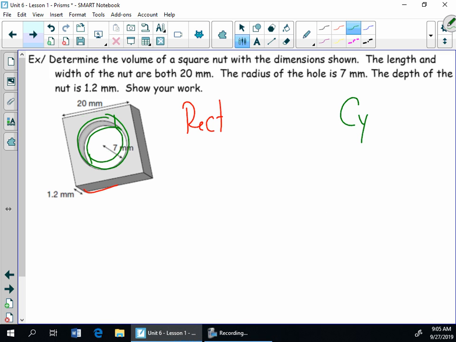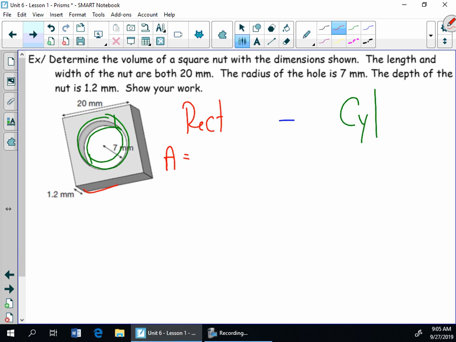Okay, so how am I going to do this? Well, I've got to figure out the whole shape and then cut away the inside shape. In other words, I have to subtract them. So let's get to work on this. How do I start? Always the same. The area of my base.